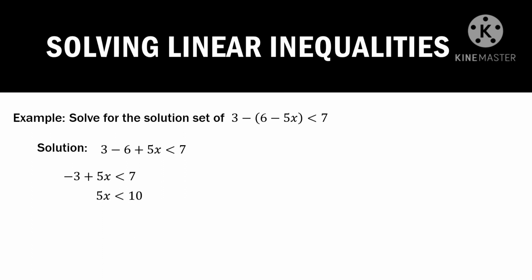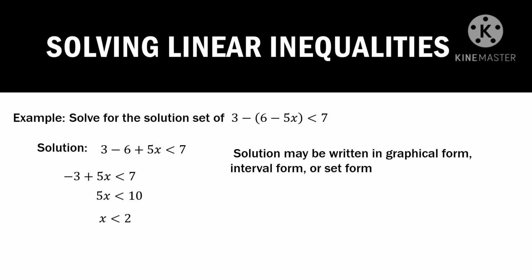So, bakit ito nawala si negative 3? We add here positive 3. So, negative 3 plus 3 is 0, 5x na lang matitira. Now, you have 7 plus 3, so you have 10. Then, to eliminate this 5, we multiply both sides by 1/5. So, we have now x is less than 2. So, x is less than 2, meaning all numbers less than 2.